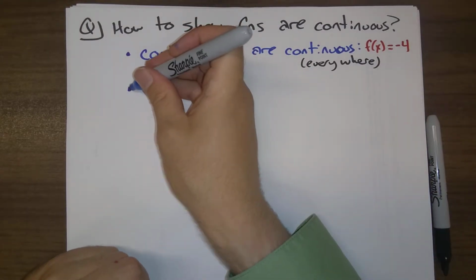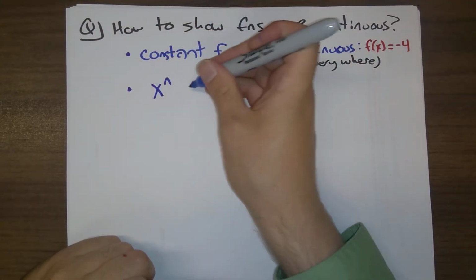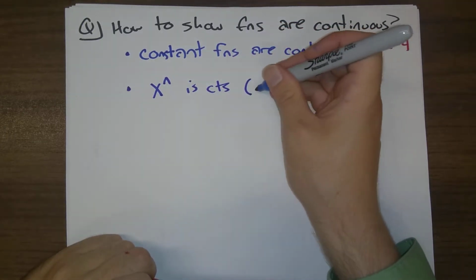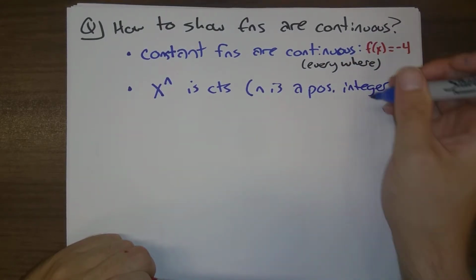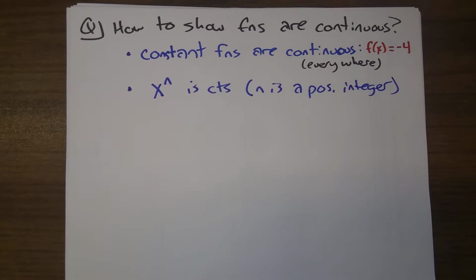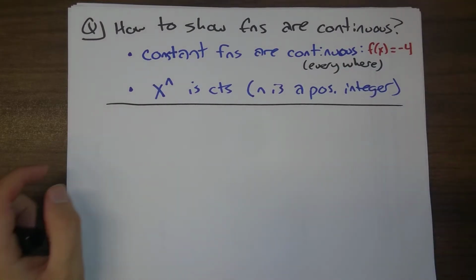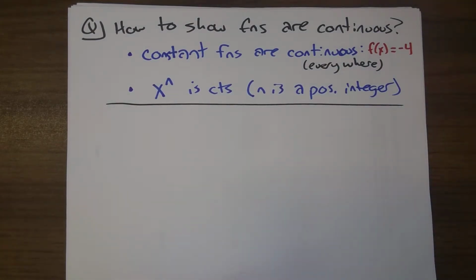Another thing the textbook shows is that x to the n is continuous, where n is a positive integer. Earlier we did the special case of x to the 7th. We showed that was continuous everywhere, but there's nothing special about 7 there. X to any positive integer power is going to be continuous. And so we have these two building blocks: constant functions are continuous, x to the n is continuous. How can we combine these building blocks to get more continuous functions?